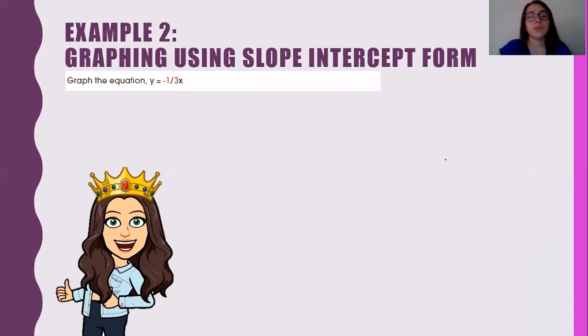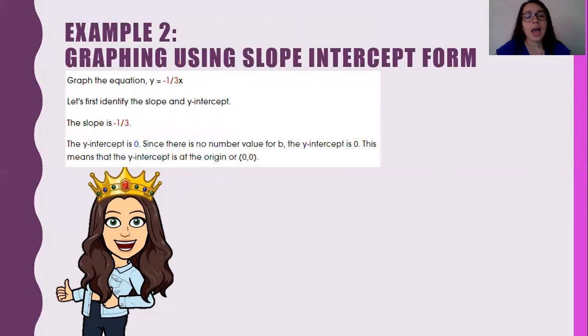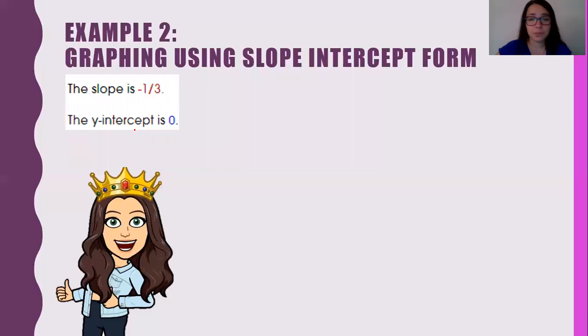Let's look at example 2. Graph the equation y equals negative 1/3 x. Again, we identify the slope and the y-intercept. In this case, the slope is negative 1/3, and that's because it is in front of that x. Our y-intercept is 0 because notice that where our plus b would be, there's nothing. So in other words, the y-intercept is 0.